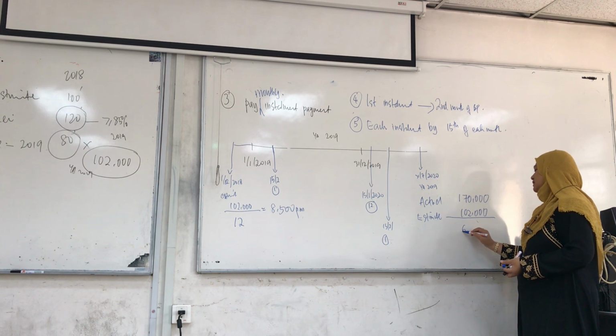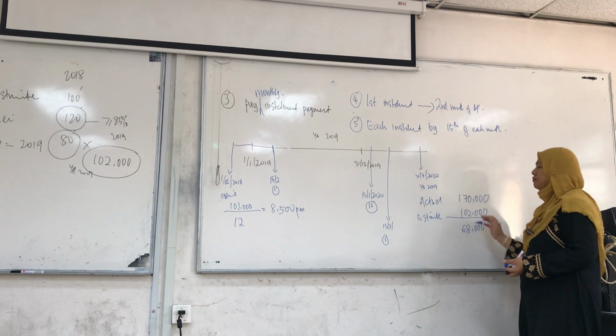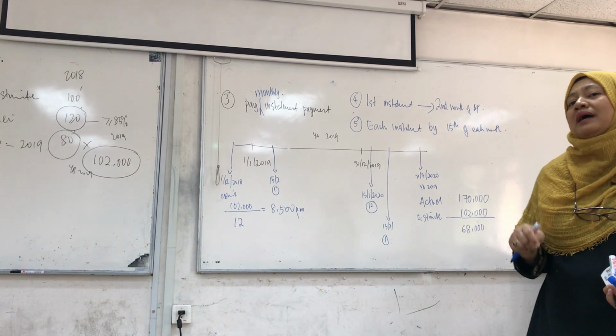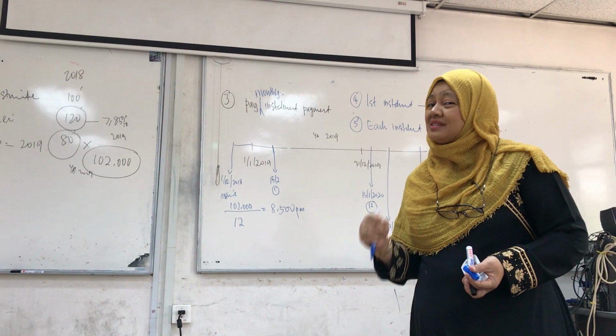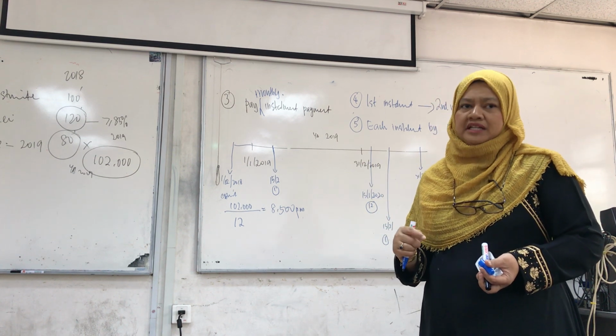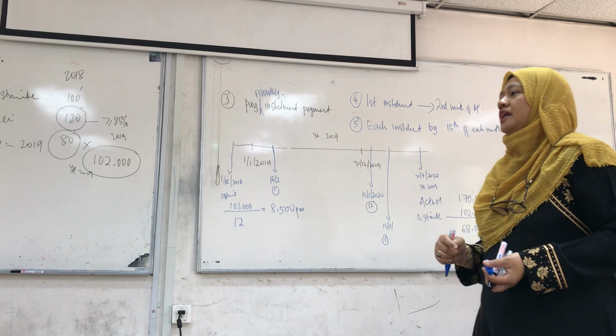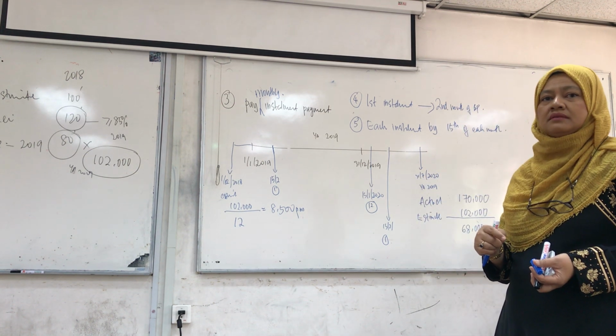68,000? 68,000. You have to come up by 31st of July. It means that upon submission of your tax return, you have to come up with 68,000 ringgit to pay your Inland Revenue Board. And that is not a small amount. Yeah? And if you don't pay, penalty.